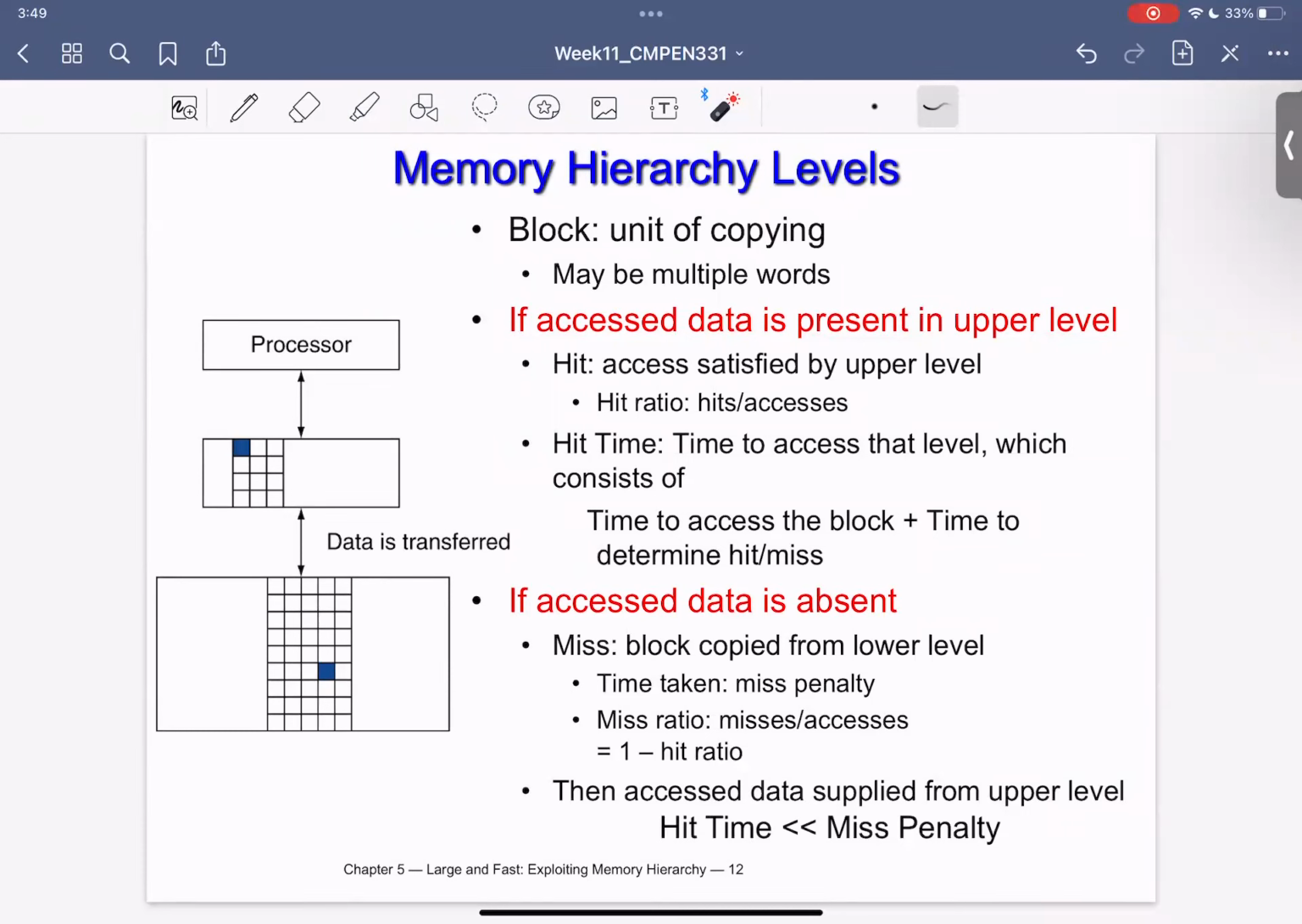5 of the times you found the stuff, another 5 times you didn't find the stuff. So the hit ratio in this case would be 50%. How about the other 50%? The other 50% is basically what we refer to as miss ratio.